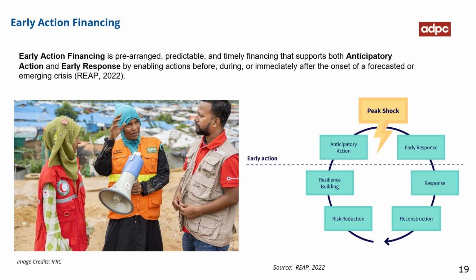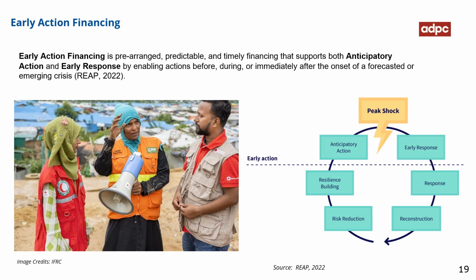Second, finance is linked to risk information, forecasts, triggers, or thresholds. Third, finance supports pre-agreed actions, such as cash transfers, evacuation support, livestock protection, pre-positioning of supplies, health measures, water provision, or other protective measures. Fourth, the objective is to reduce impacts before they become worse.